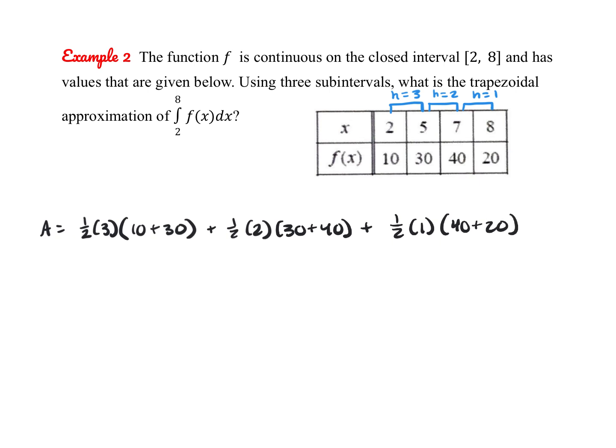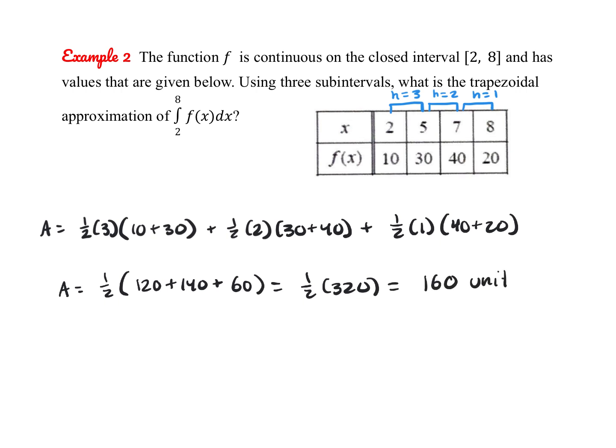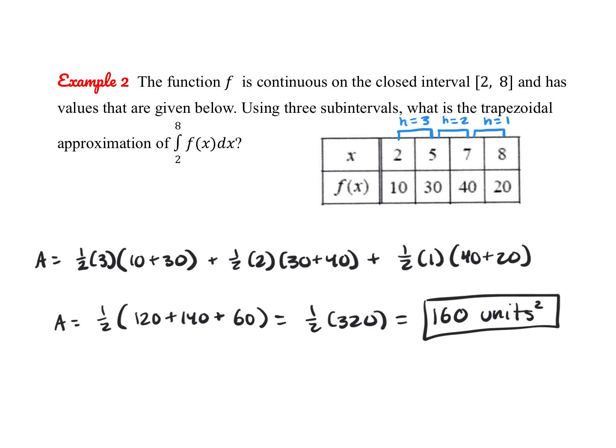And then from here, we can calculate those individually. They are all being multiplied by 1/2, so we can save ourselves a little bit of time there. 120 plus 140 plus 60. So 1/2 times 320 gives us 160. So just be careful if you're working with a table of data. You really need to look at the intervals of your x values, and if it's not an equal subinterval, you do need to do each trapezoid separately.